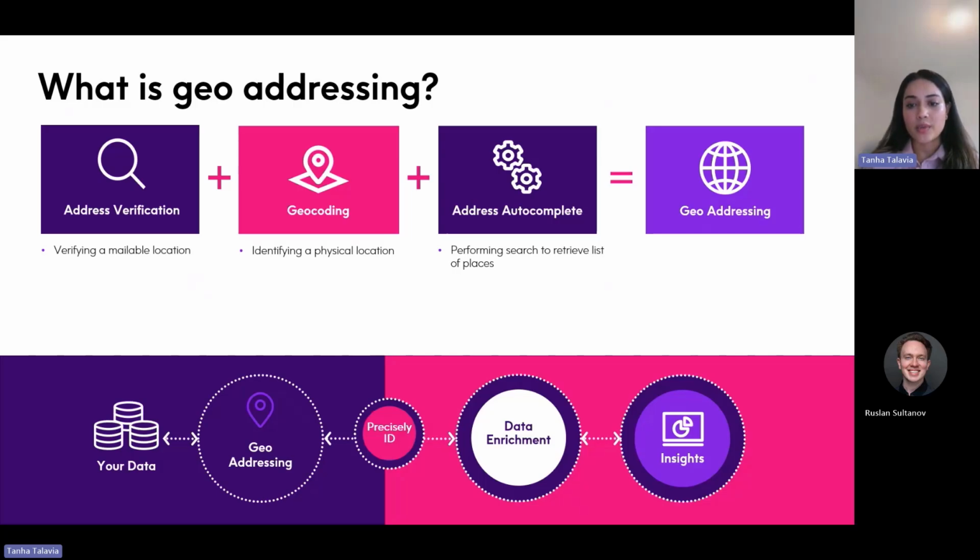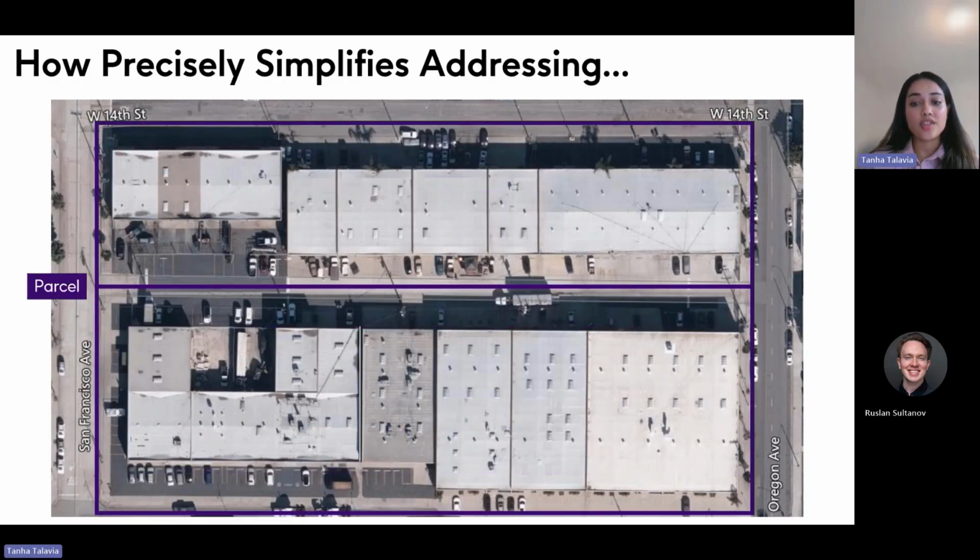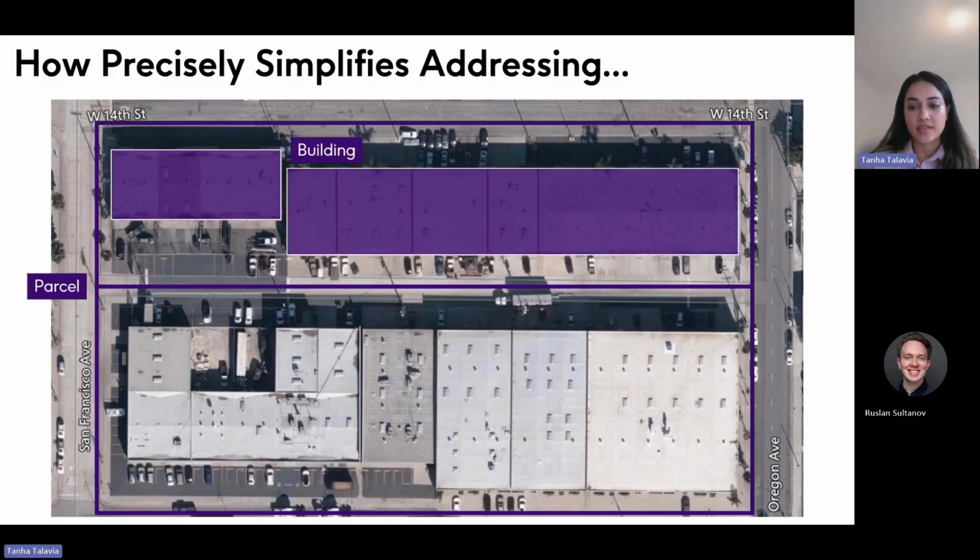So you start with your data where it is located, or perhaps it is being captured online. Precisely provides global geoaddressing coverage, and by integrating these geoaddressing solutions, businesses can significantly improve their data accuracy and operational efficiency. Now, as you can see, here is a parcel boundary, and within this parcel, you have multiple buildings. And within these buildings, you'll have a number of addresses. Precisely points to each addressable location.